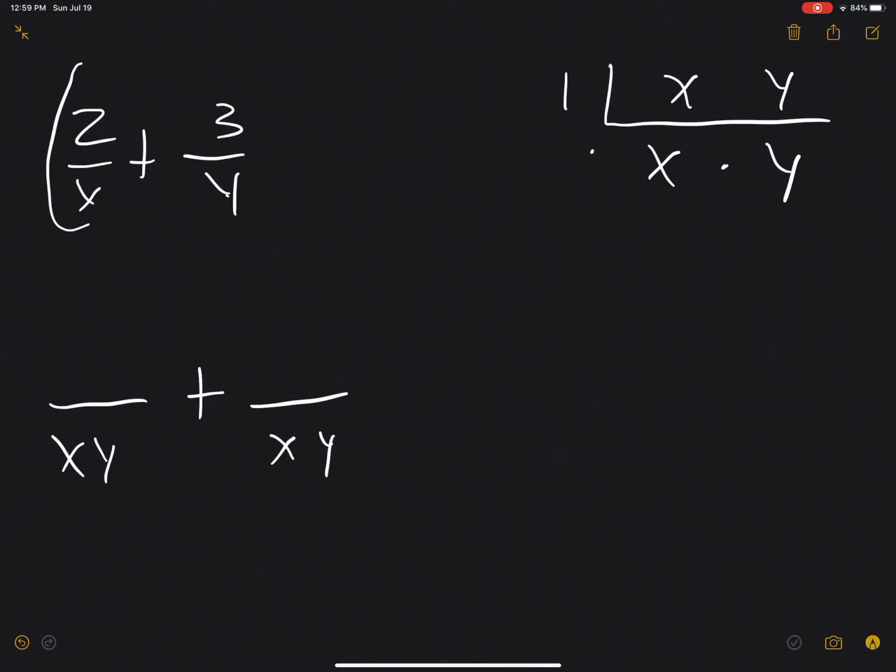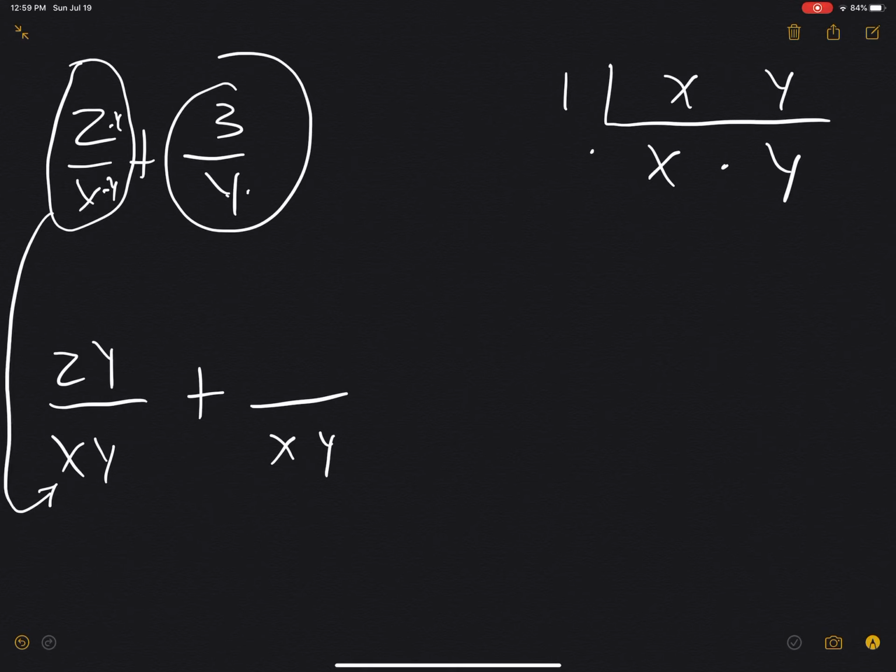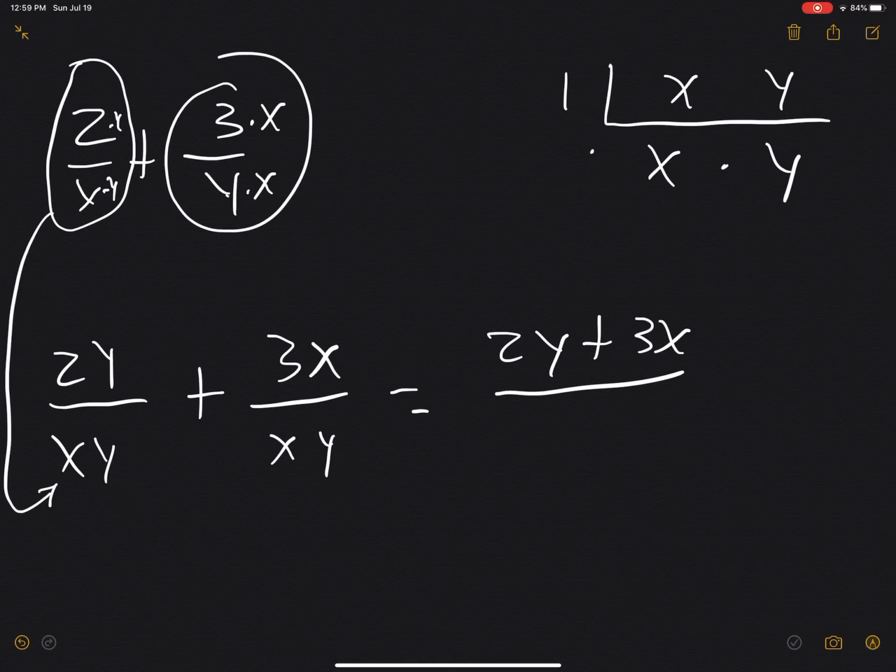And then I look at 2 over x, and I say, what's it missing? What do I have to multiply x by to get up to xy? I multiply by y, so I'll multiply 2 by y as well. I get 2y on the top. And for the same reason, I have to multiply y by x to get xy, so I'll multiply 3 by x. And in the end, I have 2y plus 3x, which I cannot combine because they are unlike terms, all over xy. And that's my answer.